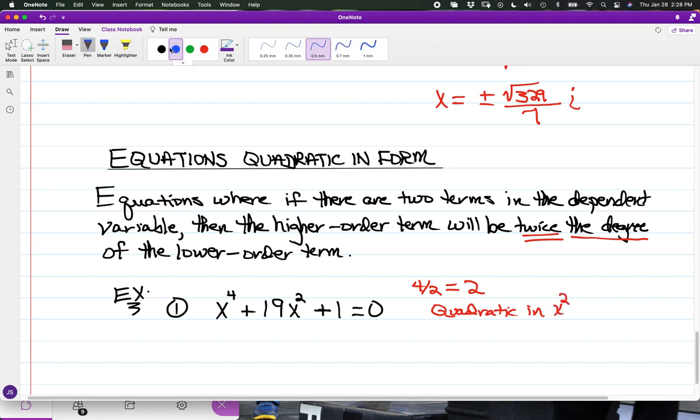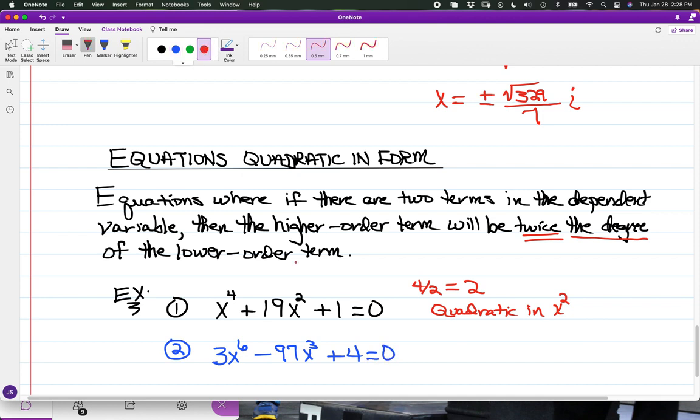And if we have, let's say, something like 3x to the sixth minus 97x cubed plus 4 is equal to 0.